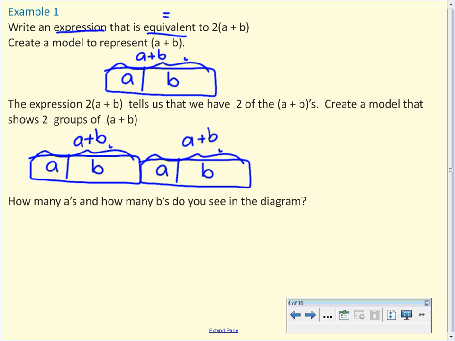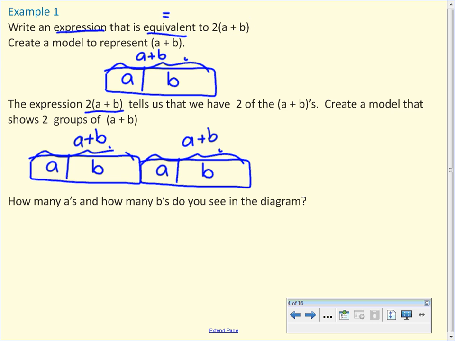So now did I show 2 groups of A plus B? Yes. Okay. So this model represents that. In my two groups of A plus B, how many A's do I have? Two. How many B's do I have? Two. Because I started with an A and a B, and I doubled both of them, right? And that's what I see in my picture.